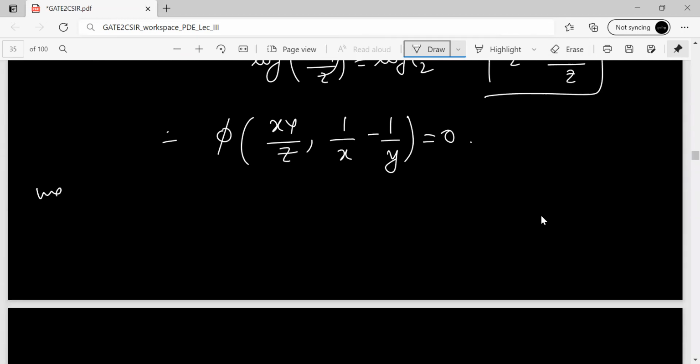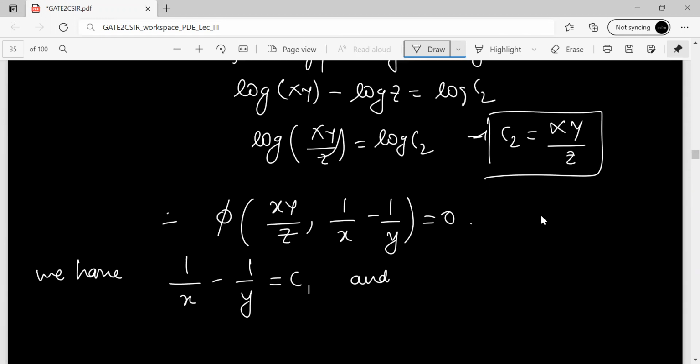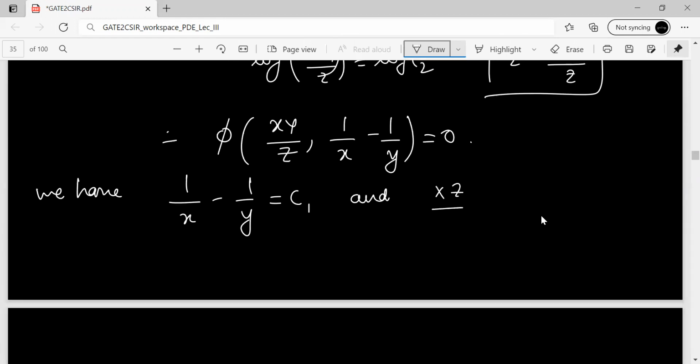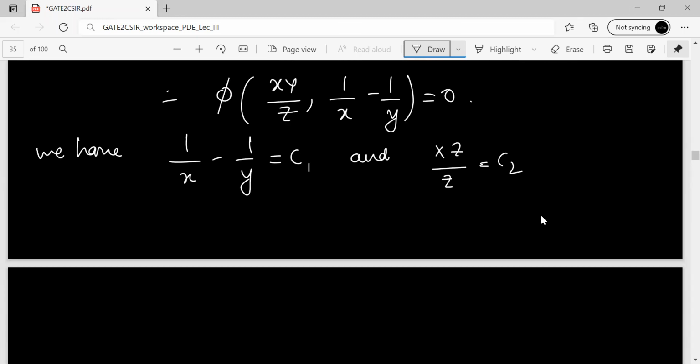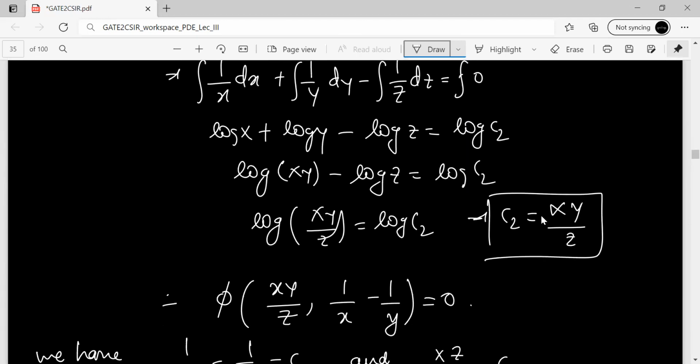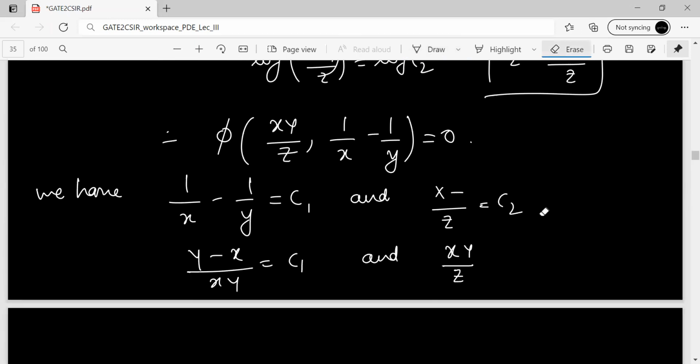So we have, you get the idea from here only. So 1 upon x minus 1 upon y equal to c1, and what do I have? xy upon z equal to c2. So can I modify this and write down y minus x upon xy equal to c1? And this is what xy upon z it should be. So upon z, yes, I have written x here. This is incorrect. So we just have to manipulate the things and nothing else.